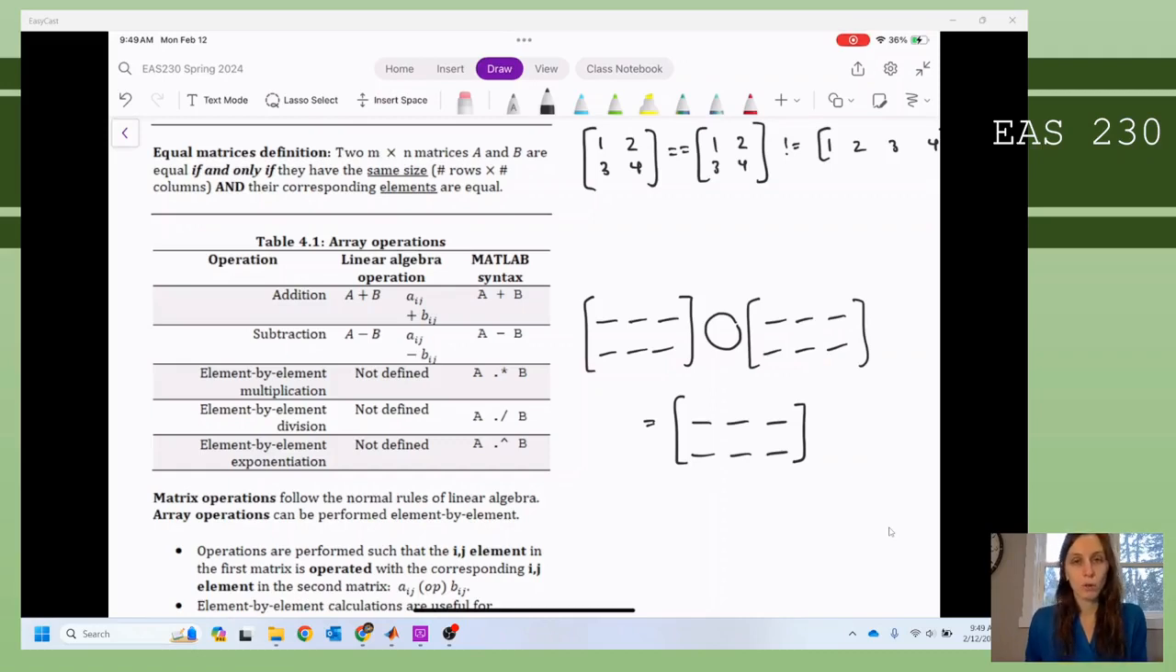Now that we know how to create arrays, we need to know how to do math with them. So first things first, two matrices are defined as equal if they have the same size and the same elements in the same orientation.